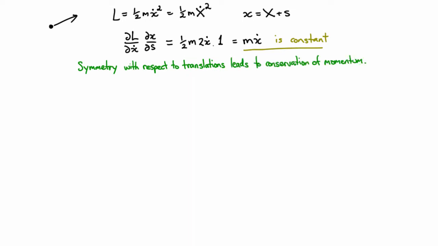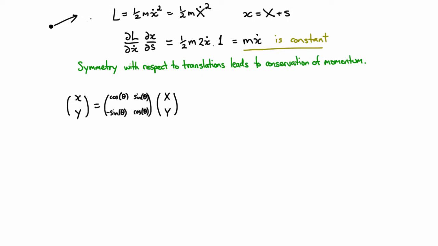Let's try another example. Let's try a rotation. Now, in a rotation, we need at least two coordinates. Let's have an x and a y. Suppose our x and y were rotated by the matrix cos theta, sine theta, minus sine theta, and cos theta. So that's a normal rotation matrix. And so our old coordinates and our new coordinates are related by rotation.